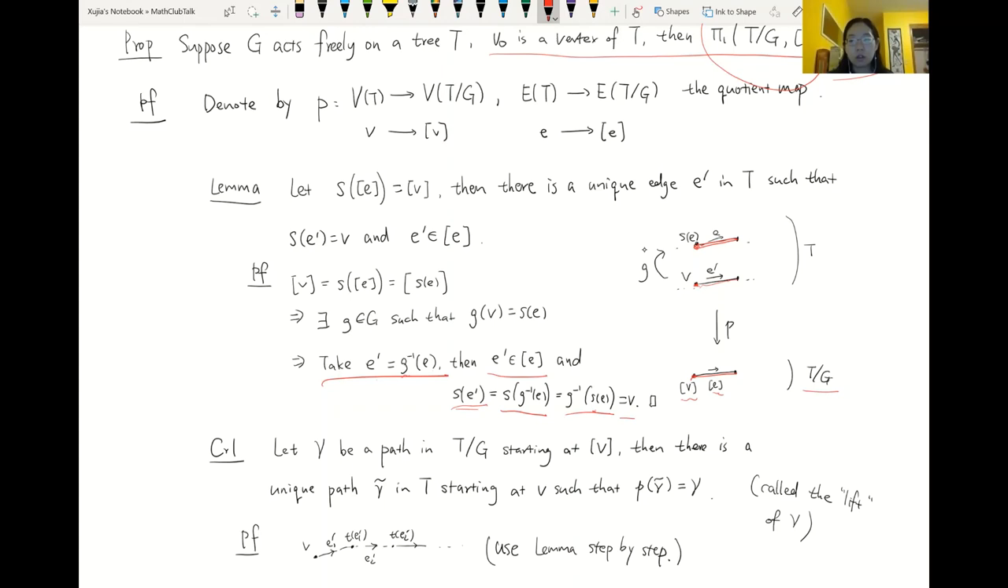And why is this unique? Because if you have E prime 1 and E prime 2, then there's another element, say G prime, that maps E prime 1 to E prime 2. Because G prime maps the source of E prime 1 to the source of E prime 2 as well, it fixes V, and that's contradictory to G acting freely.